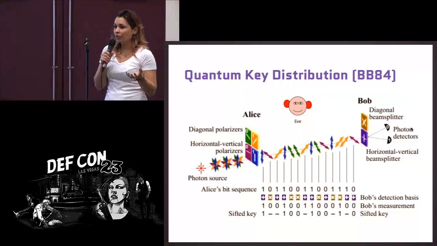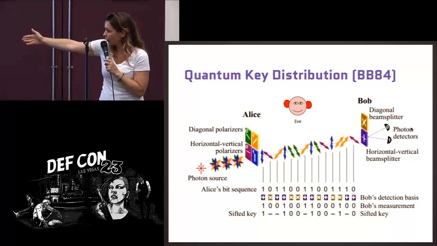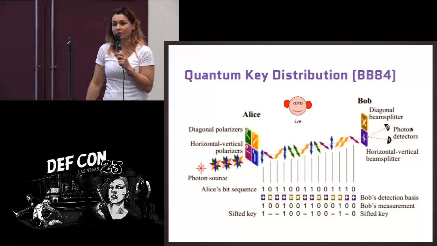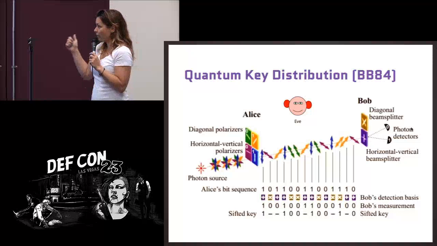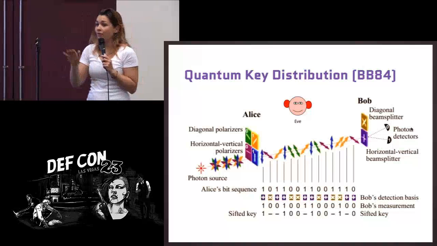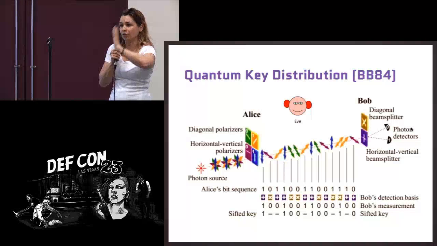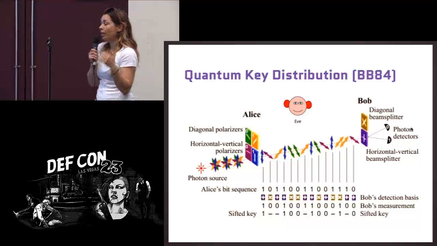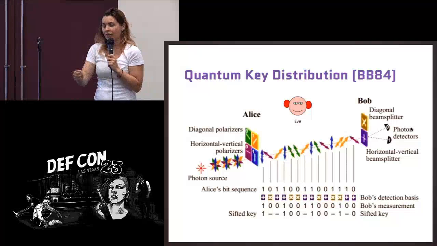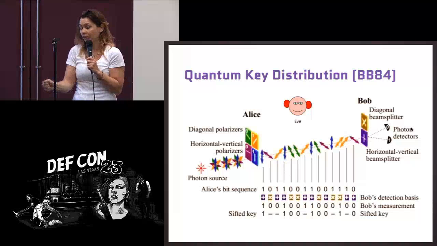It means that she has a 50% chance of getting, for example, if Alice sent the photon with vertical polarization, and Eve chooses the wrong basis, the 45 base, and measures this, she has a 50% chance of getting the right answer, which is vertical or 1, and a 50% chance of getting the horizontal one. So it means that she's interfering in that. She's actually adding 50% error in these photons.